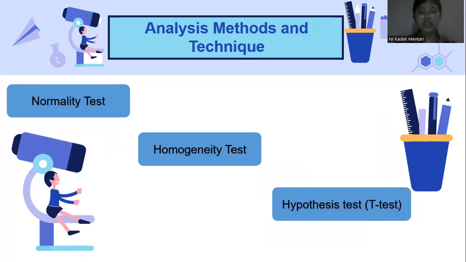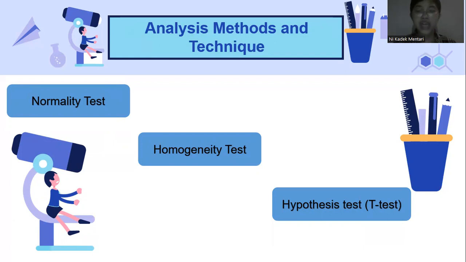So now I would like to explain to you about the analysis method and technique of my research proposal. As you can see on the slide, everyone, in data analysis, the researcher uses the pre-test and also the post-test scores, where the analysis uses a normality test, a homogeneity test, and also a t-test. The normality test is used by researchers to determine whether the experimental group and control group had the same ability before being given treatment.